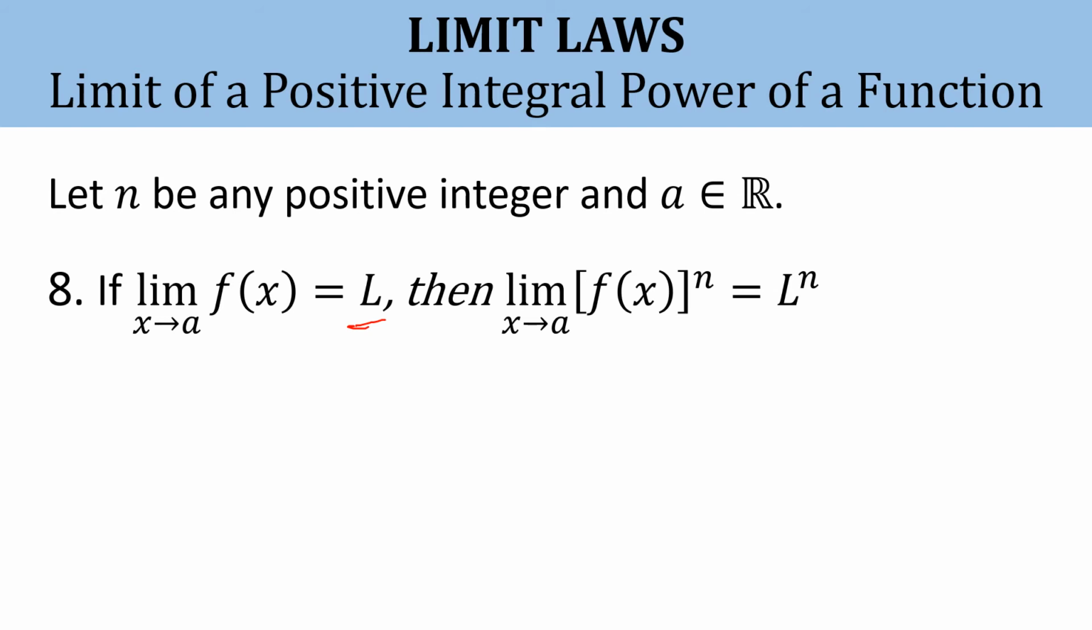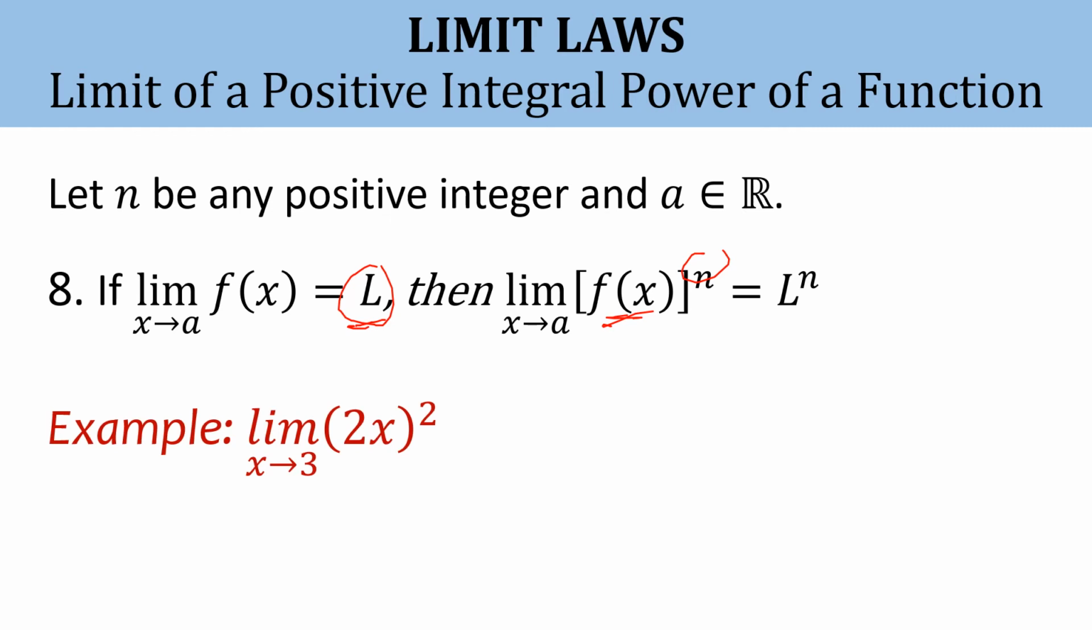All right. So basically, we don't really need to make table values for this one. So long as we know that this limit exists, we just go ahead and raise it to the same power as whatever the original function was raised to. So let's go ahead and have an example for that.